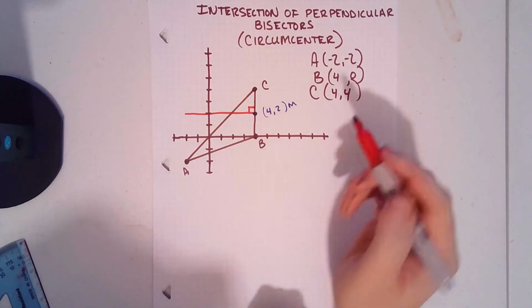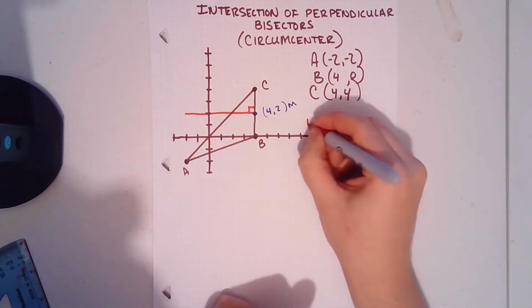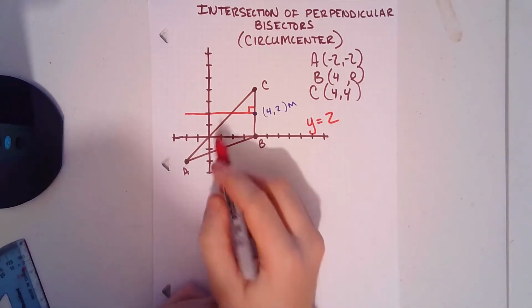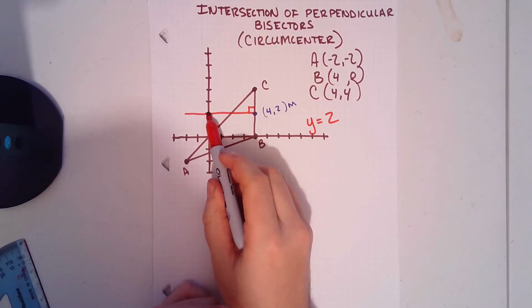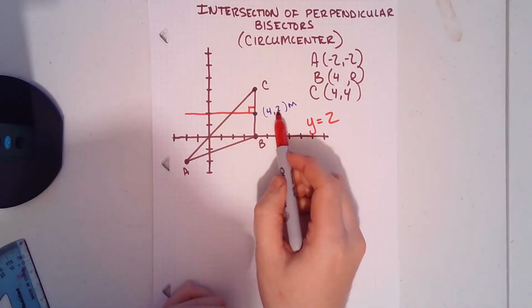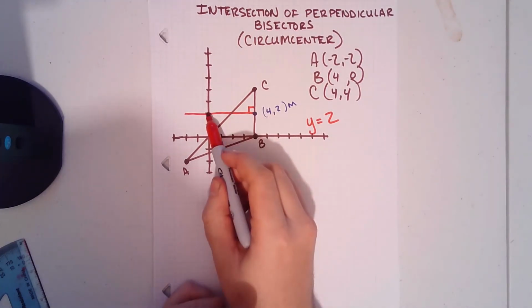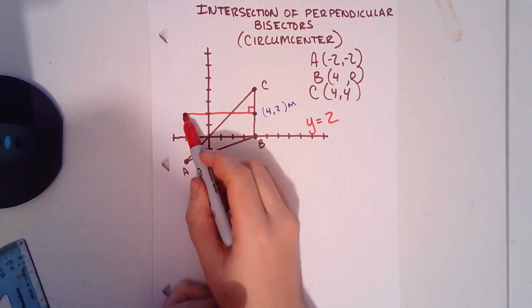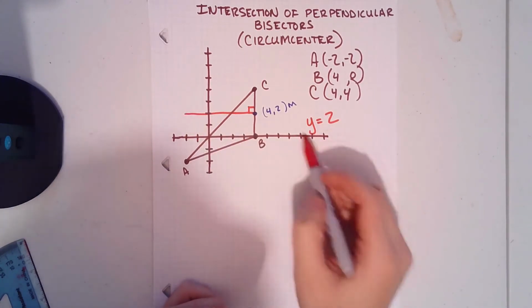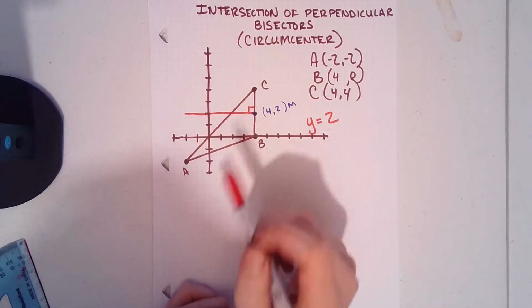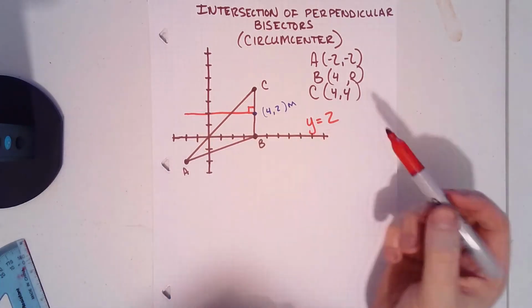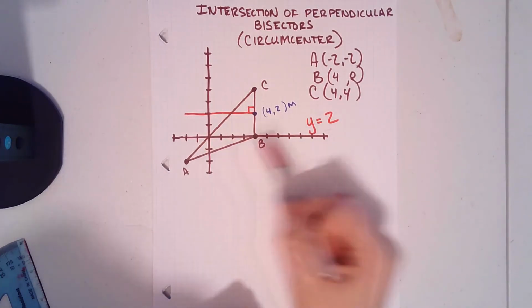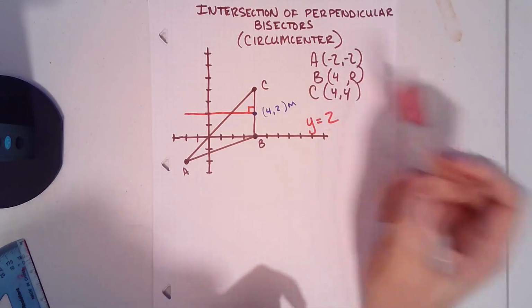So the equation of that line is going to be y equals 2, because that's the line where y is 2 everywhere. So no matter what coordinate I choose, y is 2 here at (4, 2), over here it's (0, 2), over here it's (2, 2). Y is always 2. So that's our red line right there. And at the intersection of that red line and a line from another one of our sides will be the circumcenter. So we're halfway there.